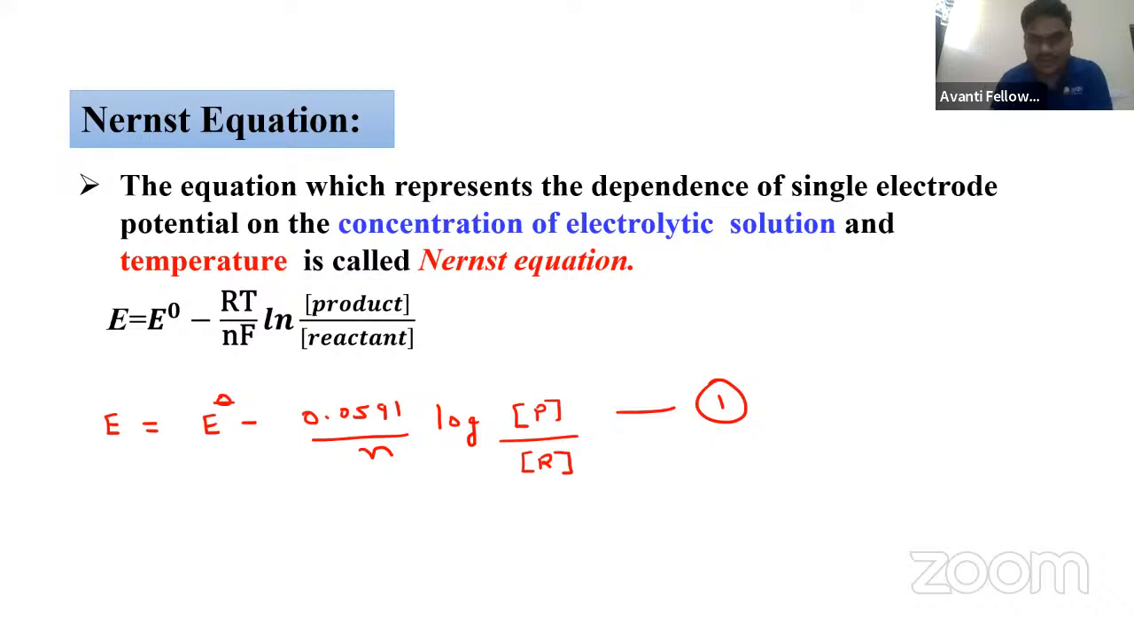Everyone clear है सबको? एक बार confirm करो सभी. Is this clear to everyone? Right? Nernst equation. Clear? Done? Everyone, please reply, quick responses though. Is this clear to everyone or not? Yeah, yes, clear. Very good, beta, right? So that is the formula for calculating the Nernst equation.